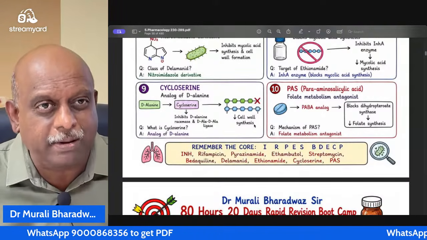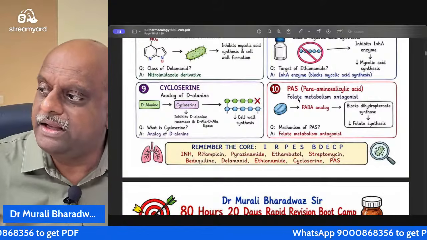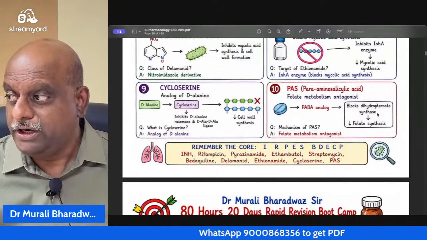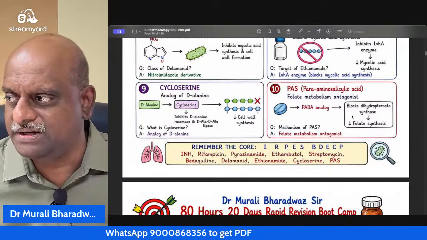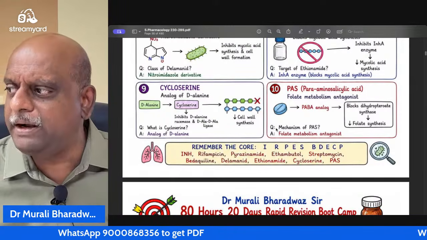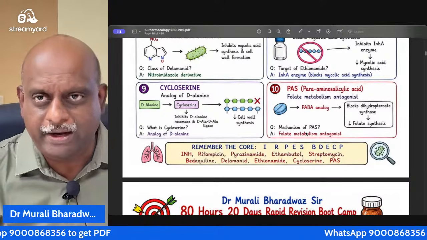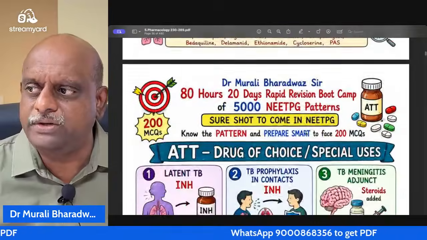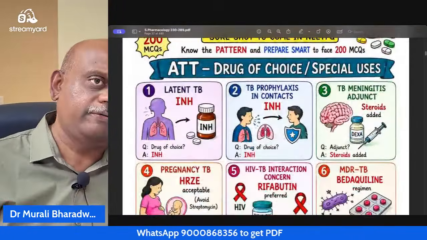And how does PABA, I mean, para-amino-salicylic acid act? It is an analog of PABA. It blocks dihydropteroate synthetase, which decreases folate synthesis. So it is a folate metabolism antagonist among the anti-tubercular drugs, is what we need to remember. So one MCQ will come from the mechanism of action of each of them.